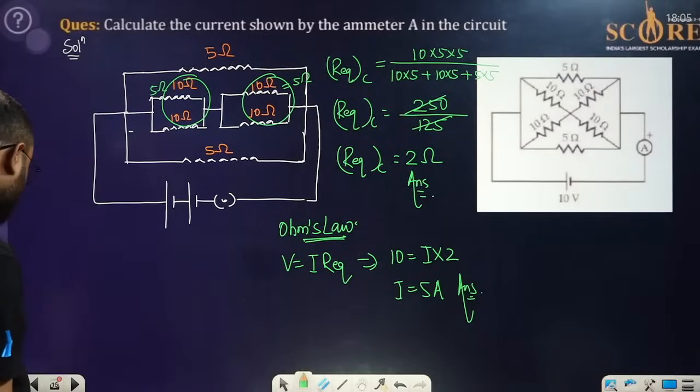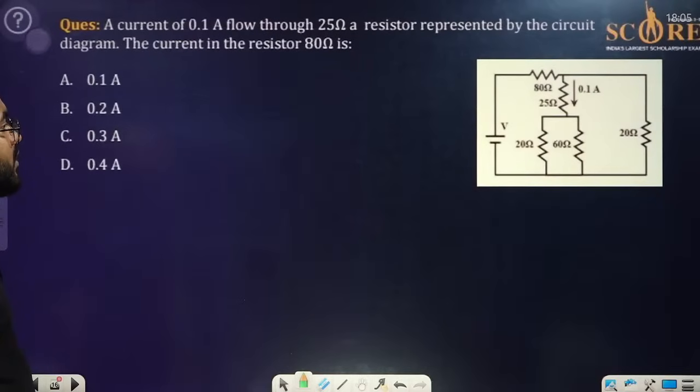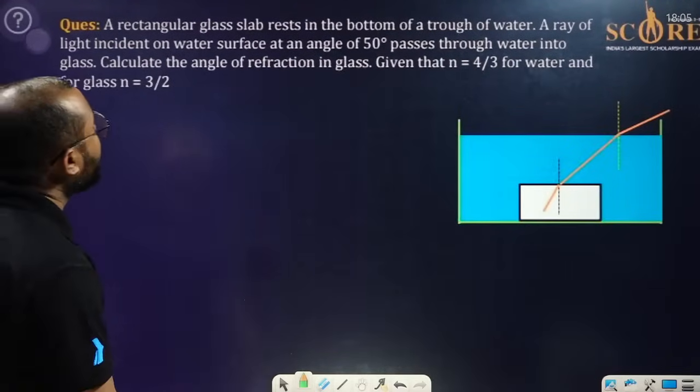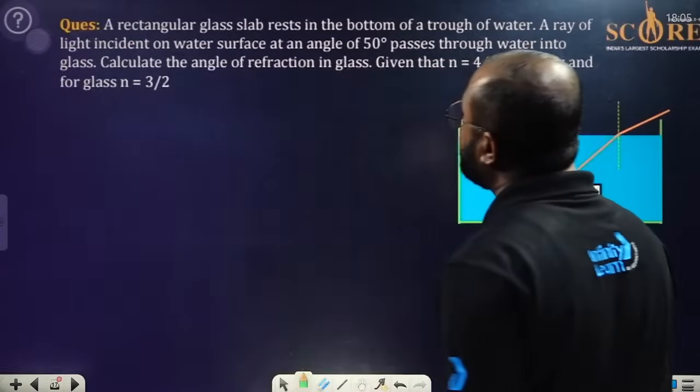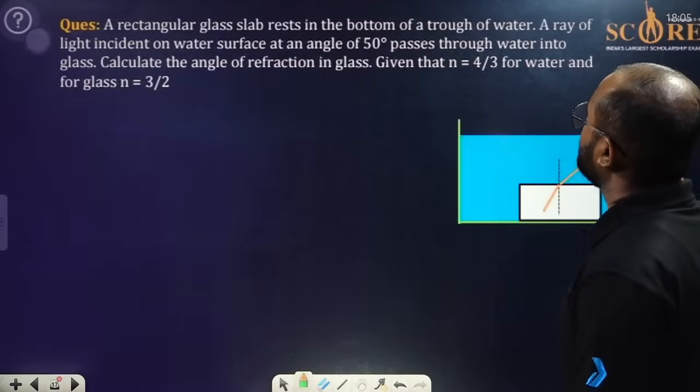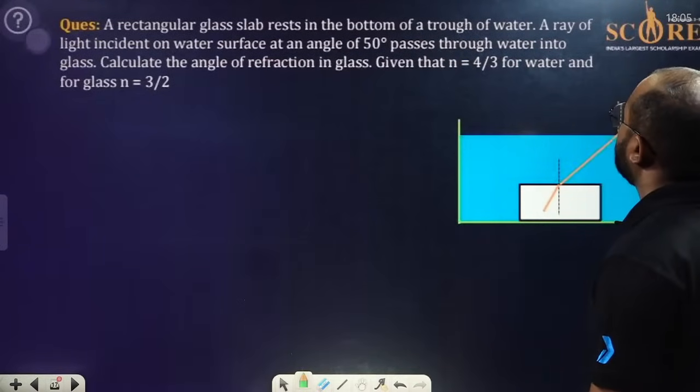Let us move to the next one, people. This is your homework. You can do it. Simple. Here, a rectangular glass slab rests on the bottom of a trough of water.